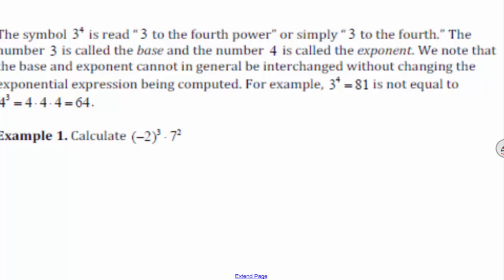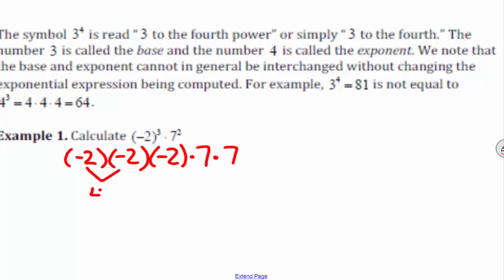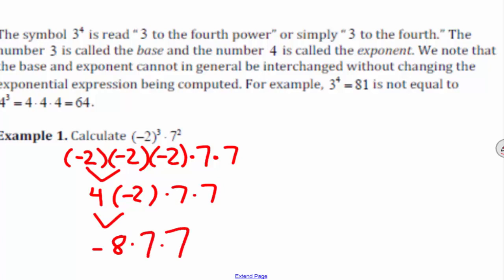So we've got this example here that we need to try. We're going to write it all out. 3rd power means negative 2 times negative 2 times negative 2, and a 2nd power means 7 times 7, and there's 2 of them. Now we can just keep multiplying as we work our way down. Negative 2 times negative 2 is 4, and then we can copy everything else down. I know you might be able to skip some steps here, and that's totally fine. Then 4 times negative 2 is negative 8, and then 7 times 7 again.